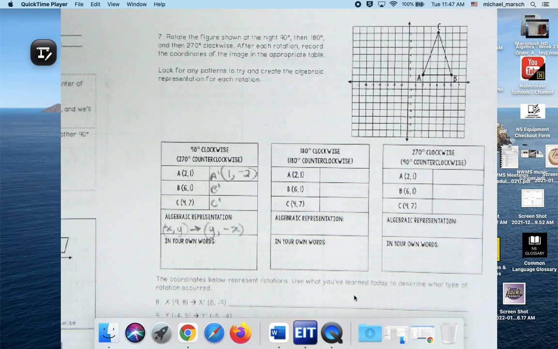Wait, why wouldn't it be switched to negative 1? Because that's not the algebraic representation for it. And when we actually graph it, you'll be able to see better how we got that representation.